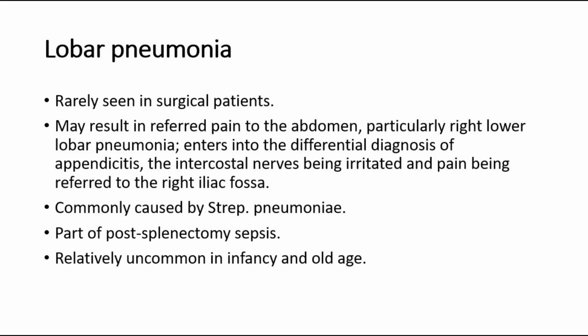Next type is the lobar pneumonia. This is rarely seen in surgical patients. It may result in referred pain to the abdomen, particularly right lower lobar pneumonia. It enters into the differential diagnosis of appendicitis, due to the intercostal nerves being irritated, and pain being referred to the right iliac fossa. It is commonly caused by Strep pneumoniae. It is part of post-splenectomy sepsis, and relatively uncommon in infancy and old age.